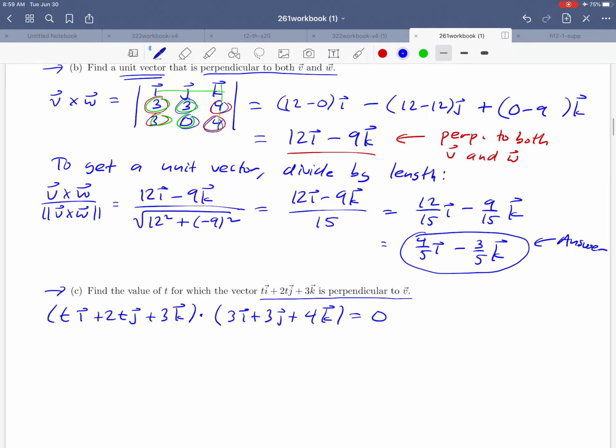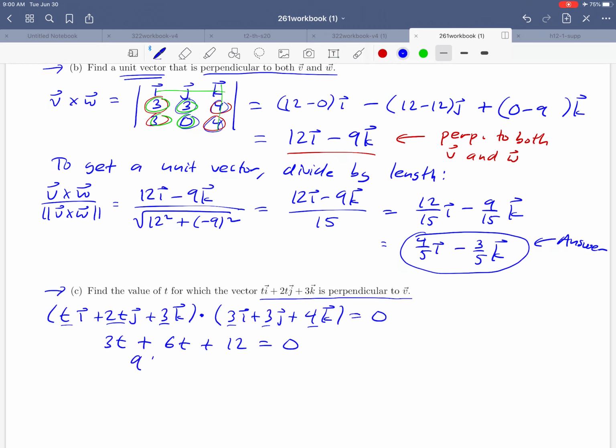Okay, so if that statement's true, we're going to get perpendicular vectors. So let's do the calculation. It's going to give us a way to solve for t. So if we actually take this dot product, we're going to multiply the coordinates. So starting with t times 3, that'll give us a 3t, and then 2t times 3, that's a 6t. And then finally, 3 times 4 is 12. That has to be 0. And that gives us an equation that we can solve.